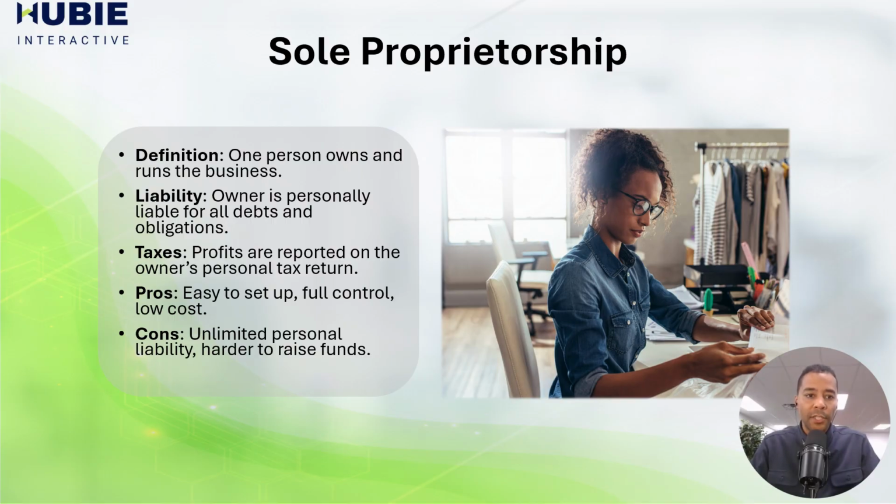The definition is one person owns and runs the entire business. In regards to liability, the owner is personally liable for all debts and obligations. In regards to taxes, profits are reported on the owner's personal tax return. The pros are it's very easy to set up, the owner has full control, and it's low cost. The cons are there's unlimited personal liability and it's harder to raise funds.